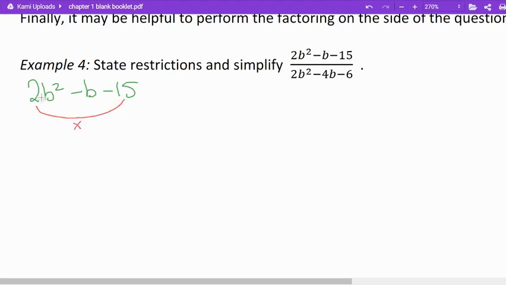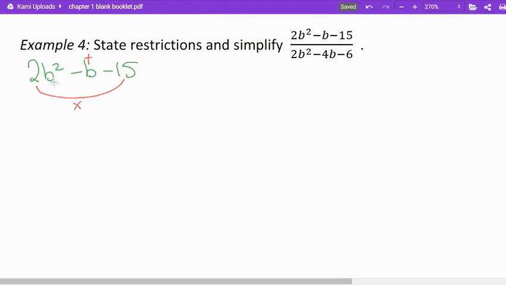Okay, so I do my times, and then I draw my plus on the middle term. What is the coefficient of the middle term? There's no number there. -1. Good. So I'm looking for a number that adds up to -1. I'm looking for two numbers that multiply to be, what do they have to multiply to be? -30, 2 times 15.